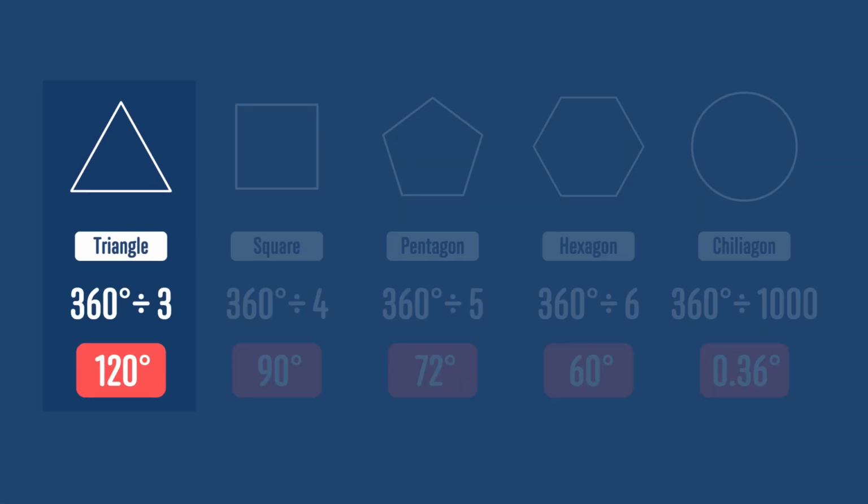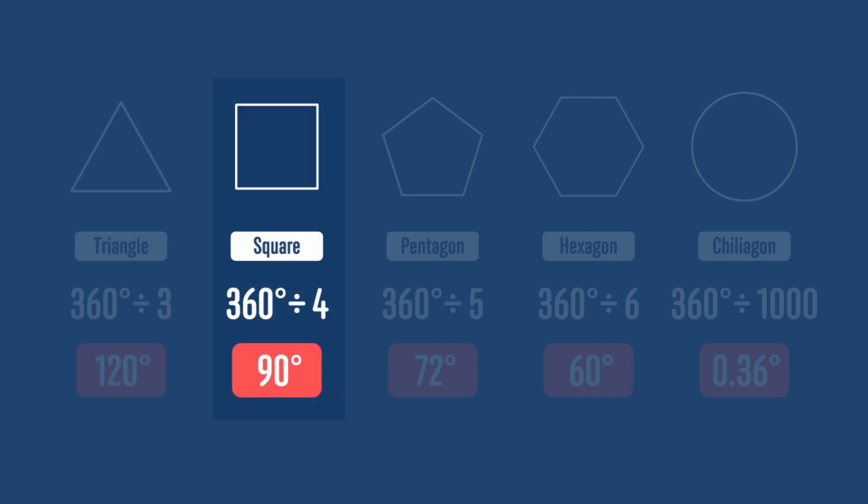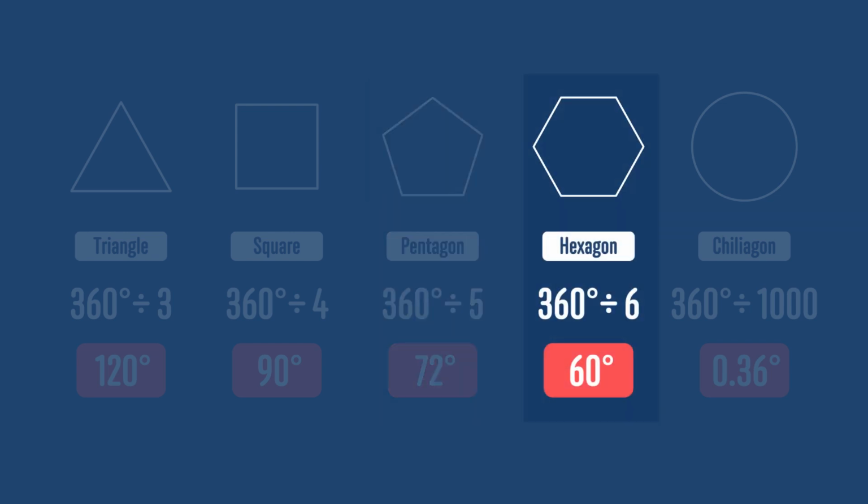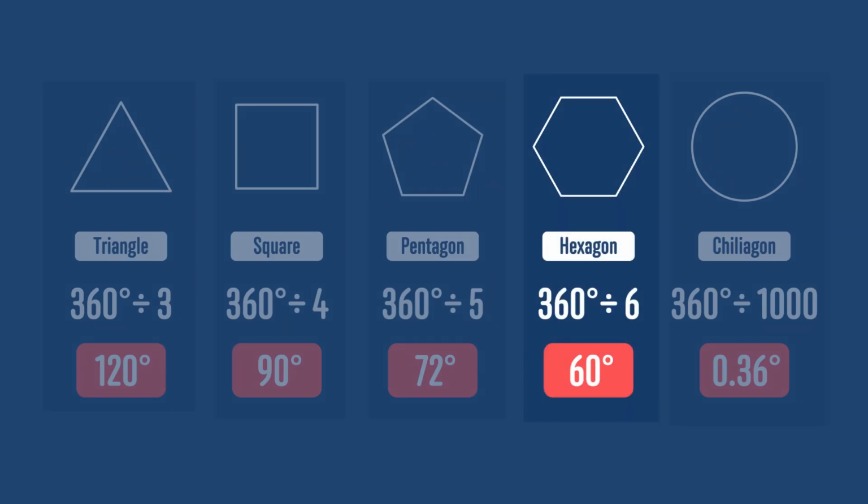So a regular triangle, which we would usually call an equilateral triangle, has exterior angles of 360 divided by 3, or 120 degrees. A regular quadrilateral, which we'd usually call a square, has exterior angles of 90 degrees, and so on. For the pentagon it's 360 divided by 5, or 72 degrees, for the hexagon it's 60 degrees, and we can keep working these out in the same way.